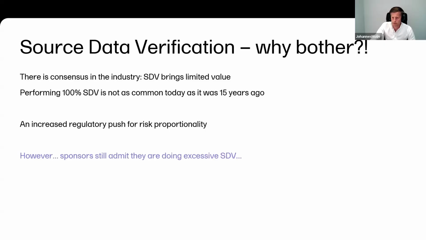Sponsors still admit to doing excessive SDV, and industry surveys still show that the adoption to reduce SDV is slow. So why are sponsors not reducing SDV more than they are today? This is why we should bother, and this is the problem that we wanted to solve. How can we give our customers the control to reduce SDV as much as they want?